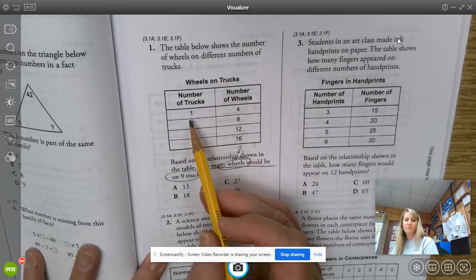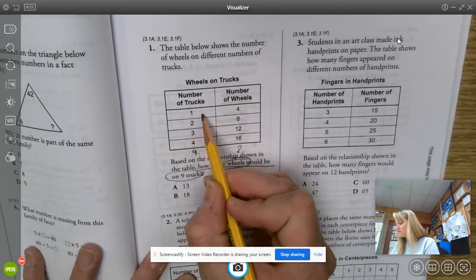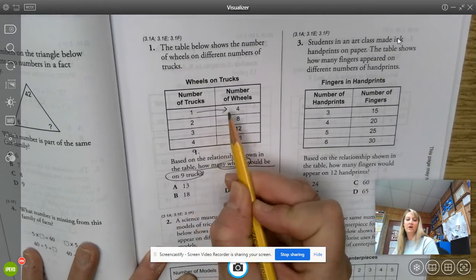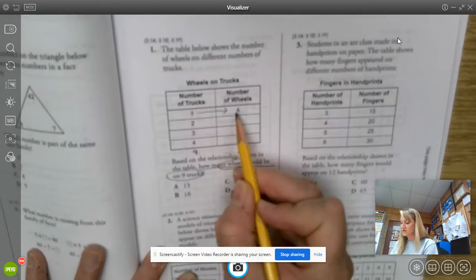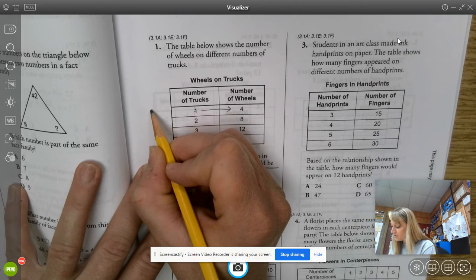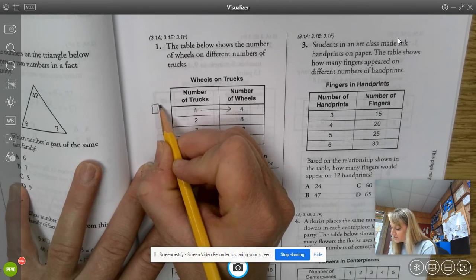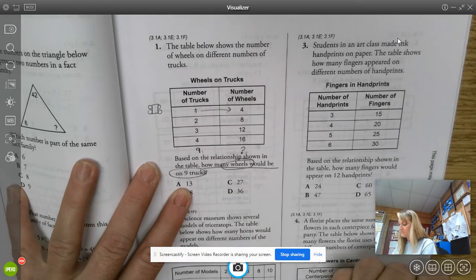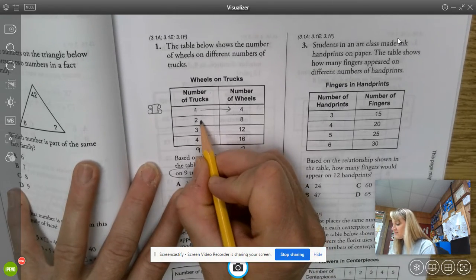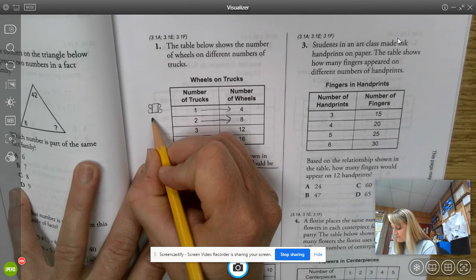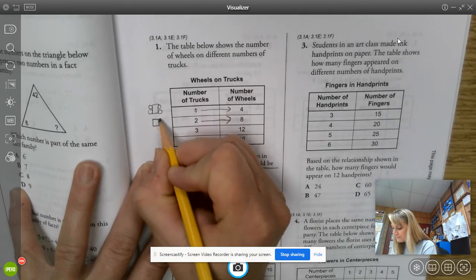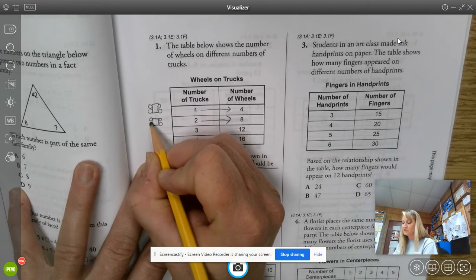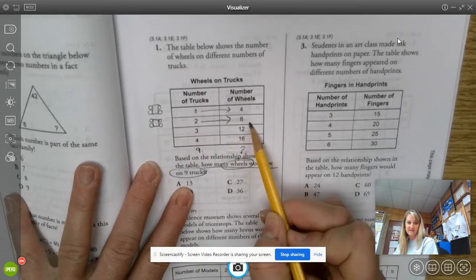Now we got to look at the relationship. How's it going from 1 to 4? So that's saying one truck has 4 wheels. So you can draw a picture if you want. Don't laugh at my picture, okay? You know I can't draw. Here's a truck. Here's your 4 wheels. Okay. What's the relationship if I have another truck? Then how many total wheels will it be? Well, it's another 4, so now we have a total of 8.